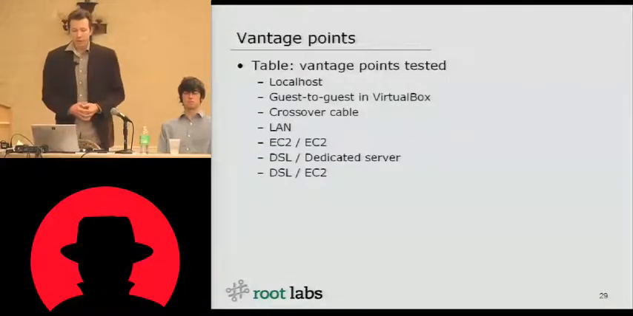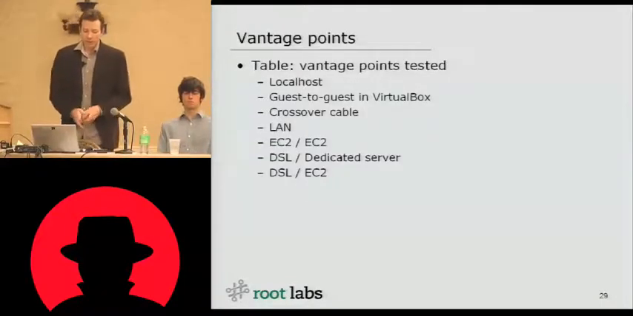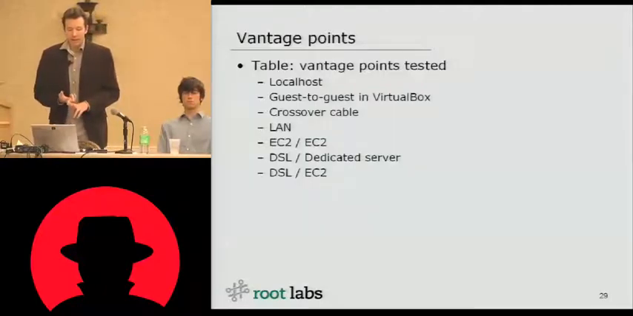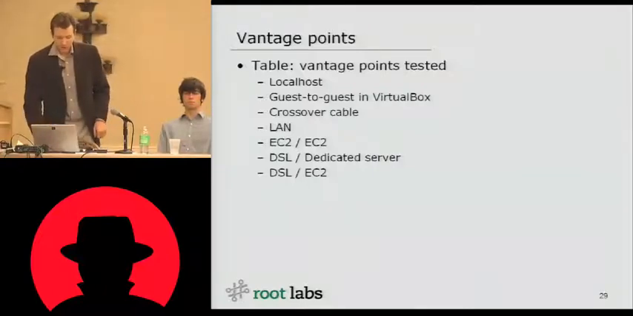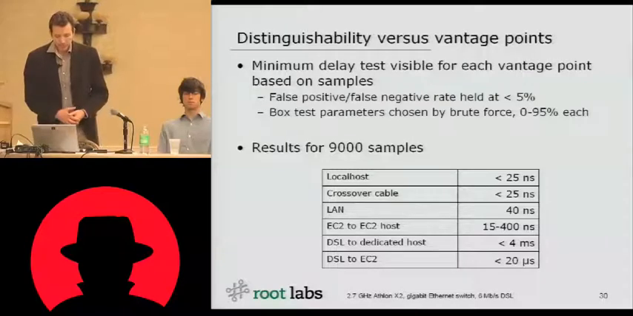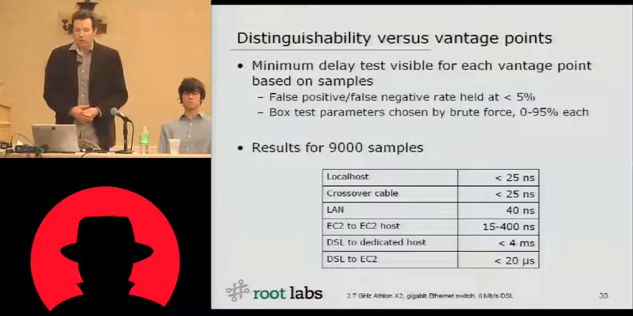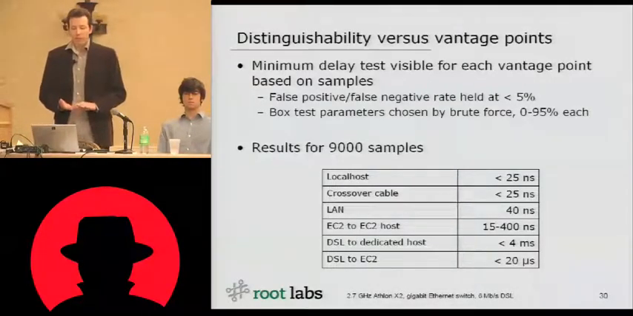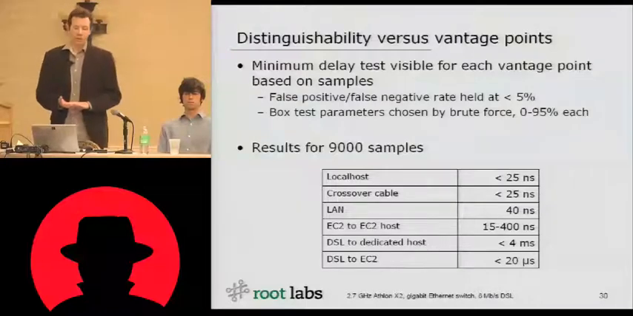So we looked at a series of vantage points. The ones we looked at were localhost, guest-to-guest in a VM, crossover cable, LAN, 2 EC2 servers that were in the same region but not on the same machine, and then from a regular DSL connection to a dedicated server, and then finally from there to an EC2 server as well. Here are our results. These are the minimum delays that were visible for us for each vantage point based on a certain number of samples. This will change based on how many samples you're able to take.